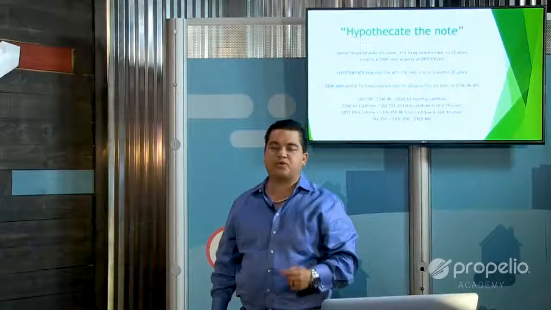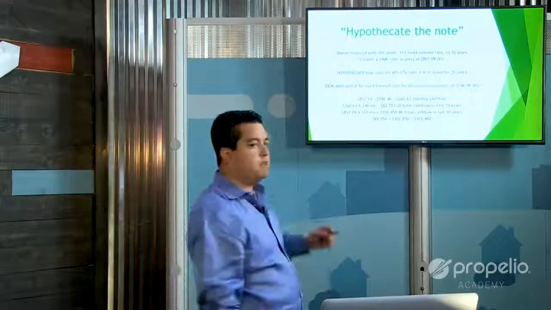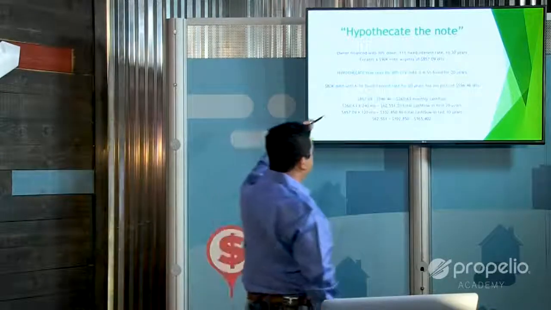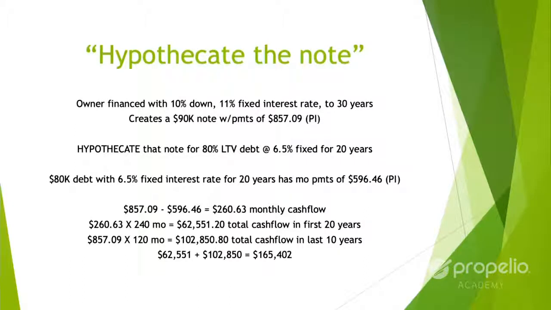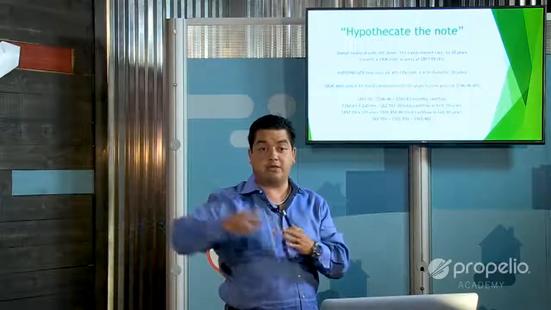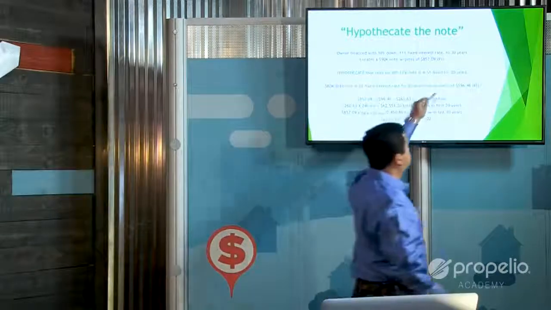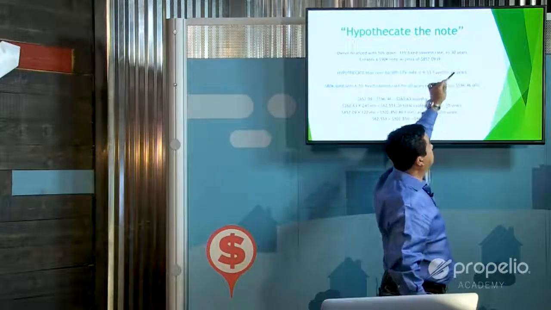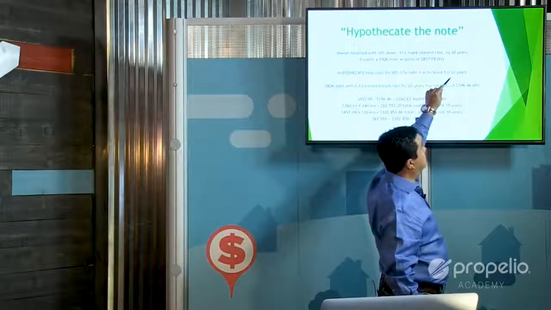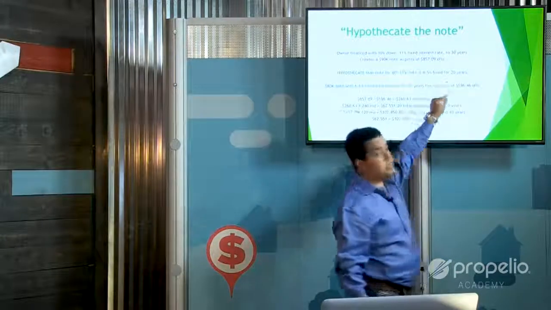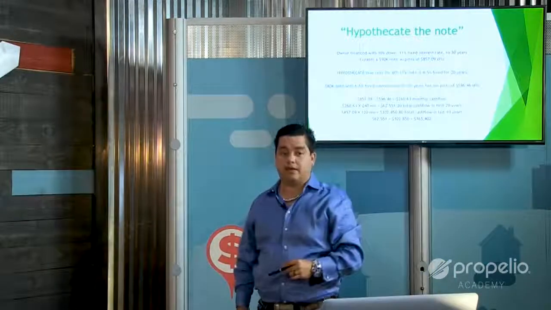Now, why do I say the first 20 years? Because if you remember, the mortgage that you got was amortized to 20 years. So that means that the last 10 years, because remember, your owner finance note, you did that one to 30. So you did it to your owner finance buyer to 30, and your hypothecated note was to 20. So that means that after 20 years, you no longer owe the bank anything.